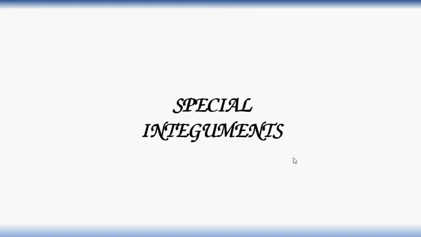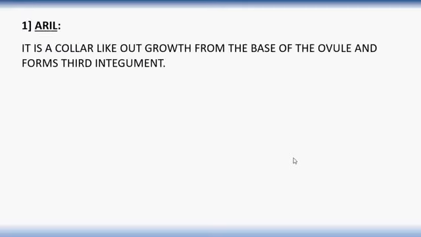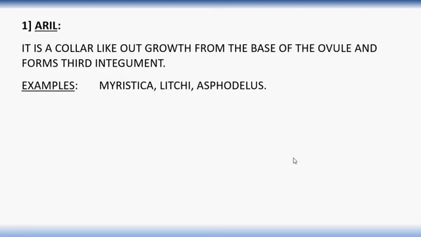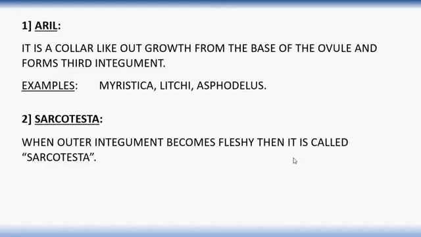Special integuments. Aril: it is a collar-like outgrowth from the base of the ovule and forms the third integument. Example: Myristica, Litchi, Asphodelus. Sarcotesta: when the outer integument becomes fleshy, it is called sarcotesta. Example: Magnolia.